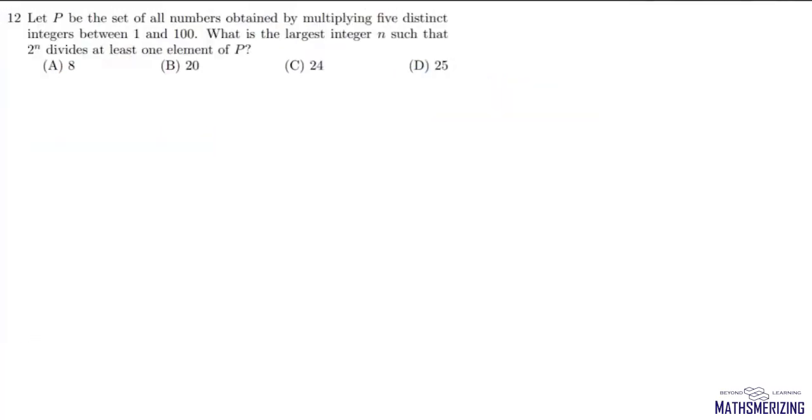Now question number 12 is, let P be the set of all numbers obtained by multiplying 5 distinct integers between 1 to 100. What is the largest integer n such that 2 to the power n divides at least one element of P?